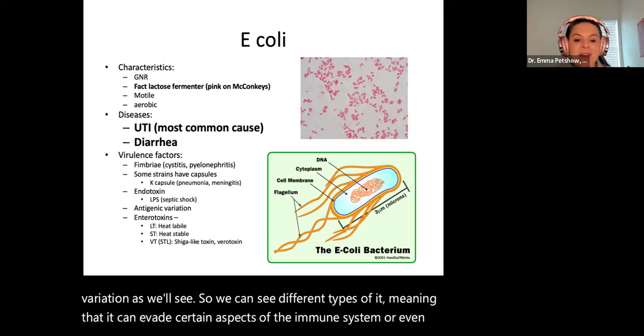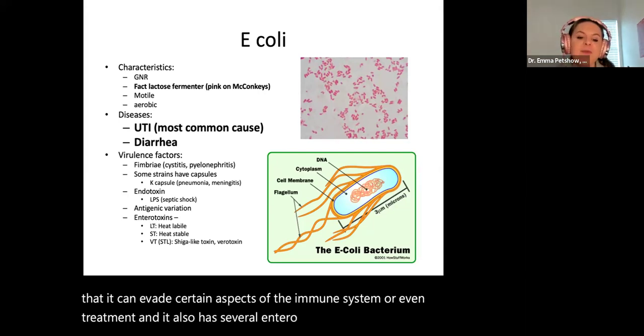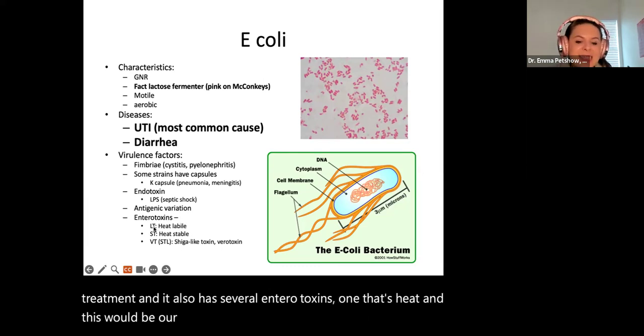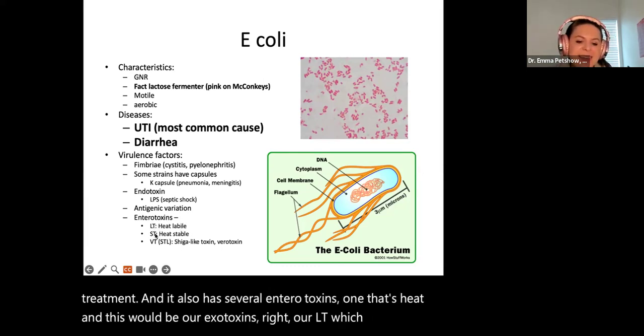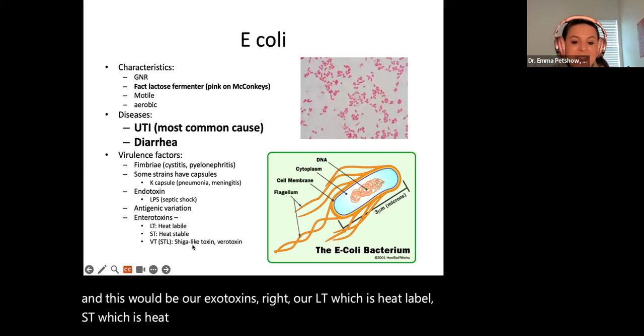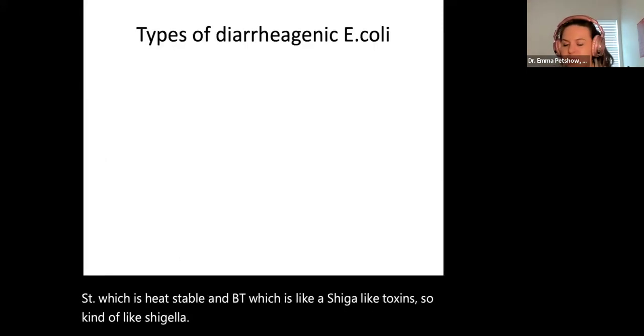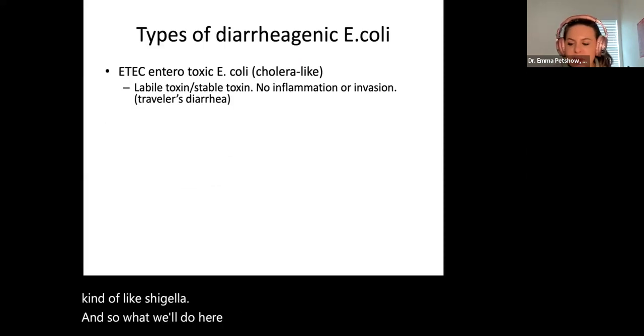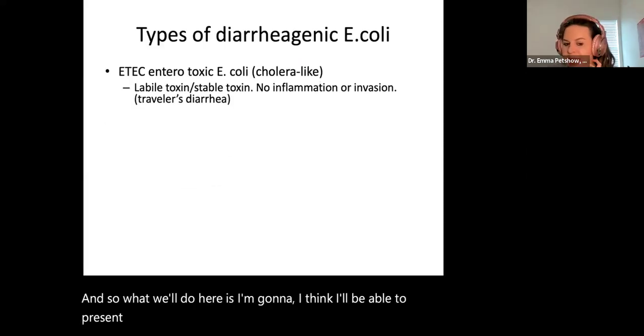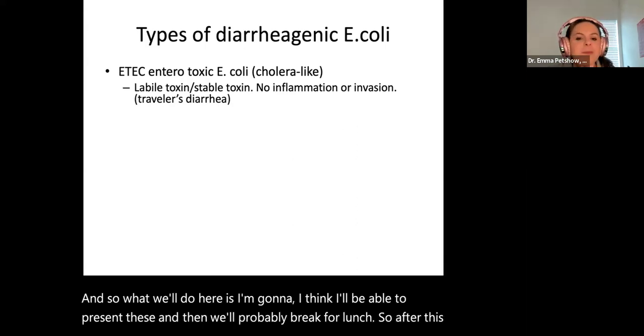And it also has several enterotoxins, and these would be our exotoxins, right? Our LT, which is heat labile, ST, which is heat stable, and another which is like a Shiga-like toxin, so kind of like Shigella. And so what we'll do here is I think I'll be able to present these, and then we'll probably break for lunch. So after this slide and maybe one more.